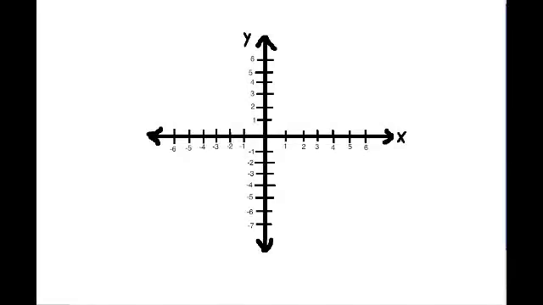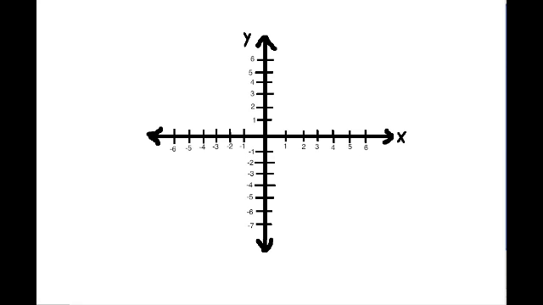Today we are going to learn about how to plot points in the four quadrants of a graph. If you did not know, a graph looks like this. The horizontal line is known as the x-axis, and the vertical line is known as the y-axis. You may be wondering what the four quadrants are, so let's take a look at the graph.